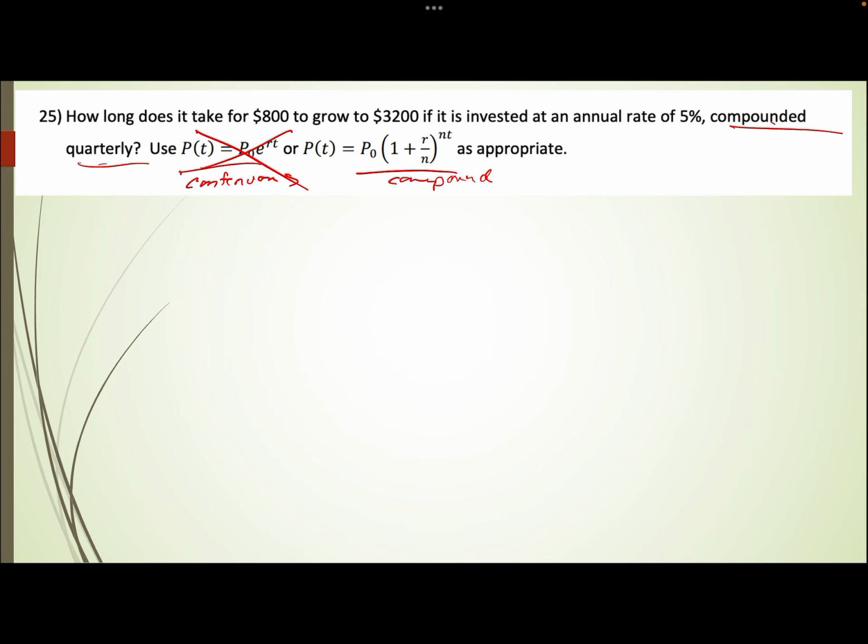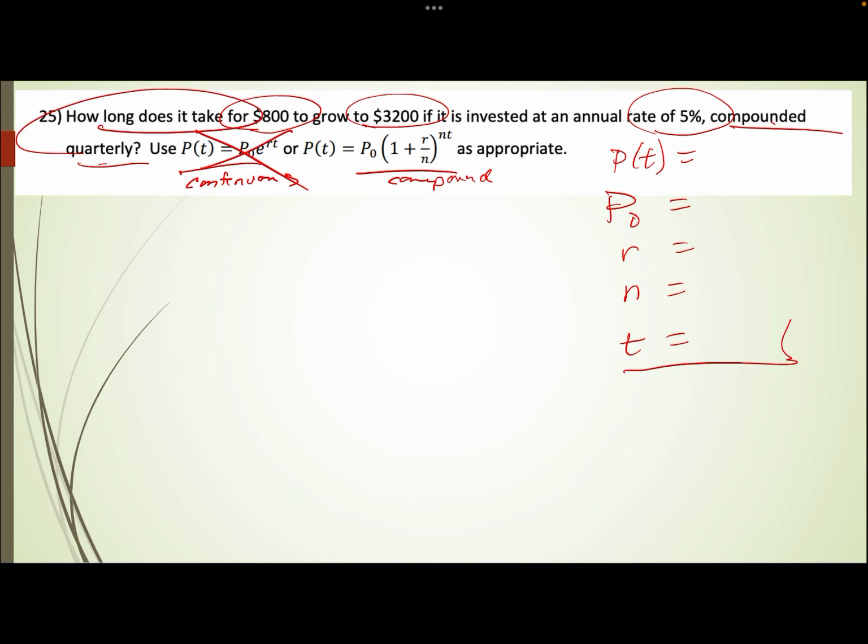So I need to figure out what all these things are. How long does it take $800 to grow to $3,200 if invested at 5%? So I have a P of T, which is the amount after a certain amount of time, and I have P sub O, which is the original amount. I have R, and I have N, and I have T. Well, they're asking me how long does it take, so this is what I'm trying to solve for. But they're giving me all of this, but we have to figure out where.